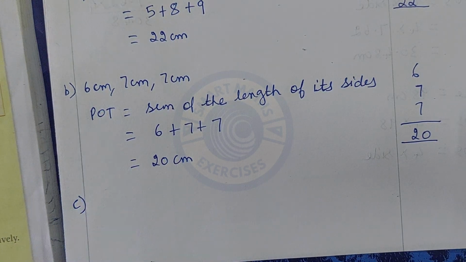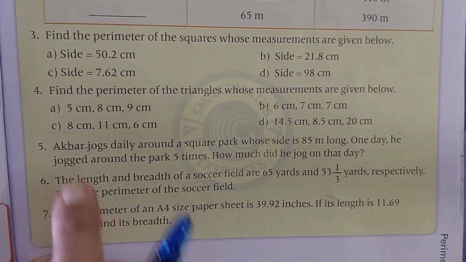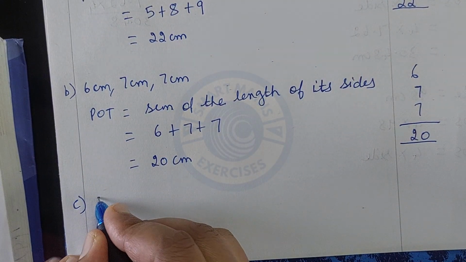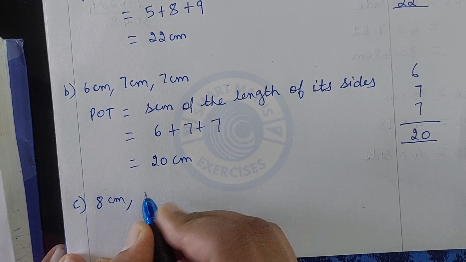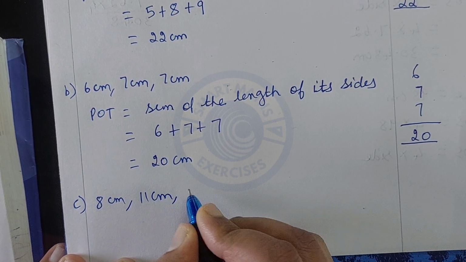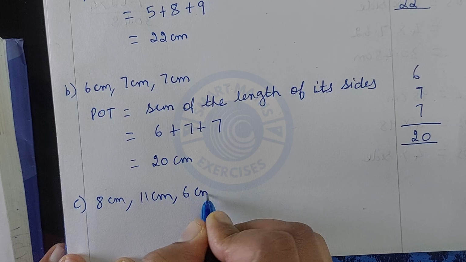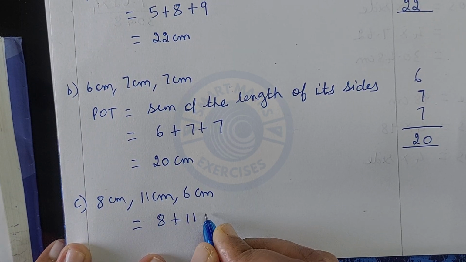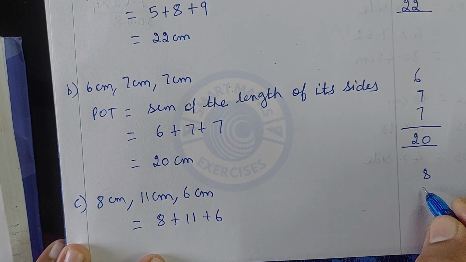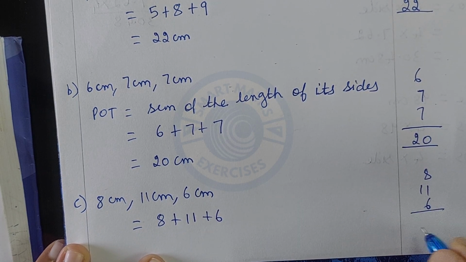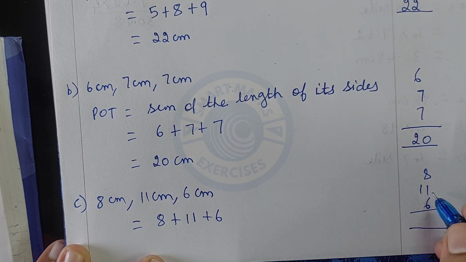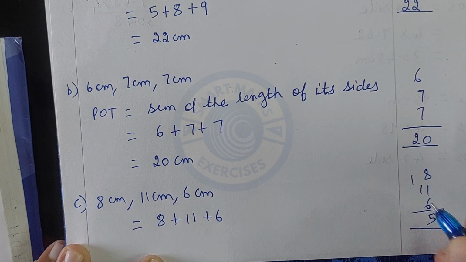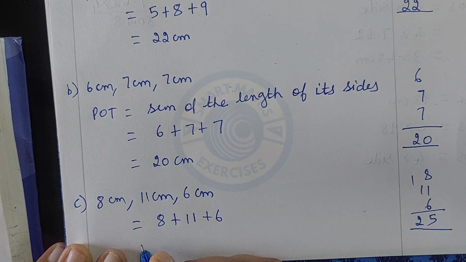Next question. 8 centimeter, 11 centimeter, 6 centimeter. So add 8 plus 11 plus 6. 8 plus 1 is 9. 9 plus 6 is 15. 1 plus 1 is 2. So answer is 25 centimeter.